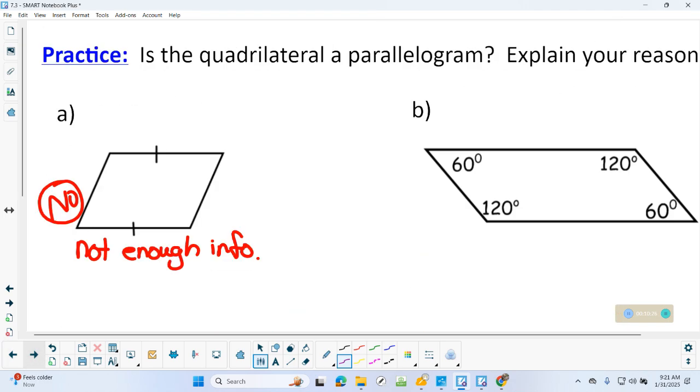When I get over here, I'm going to say both pairs, because it wants an explanation. Opposite angles congruent. So that was number 3 on your list.